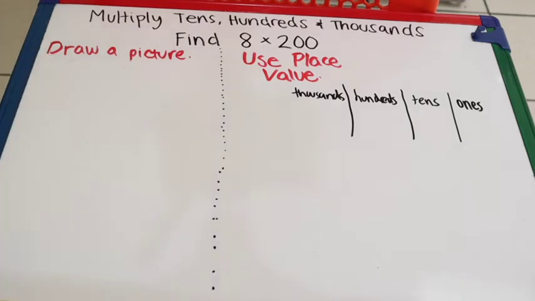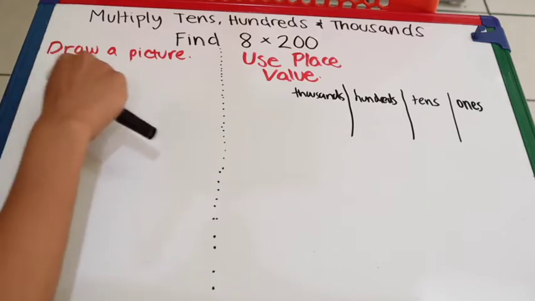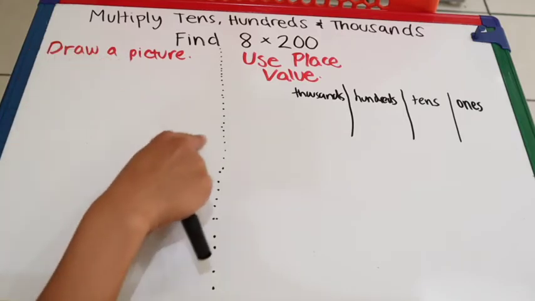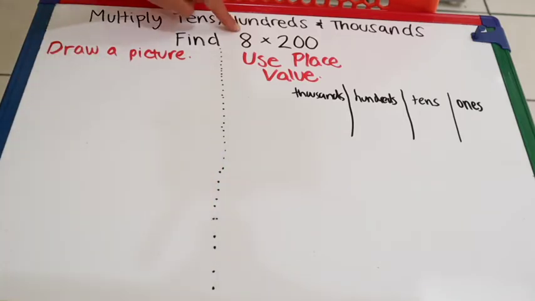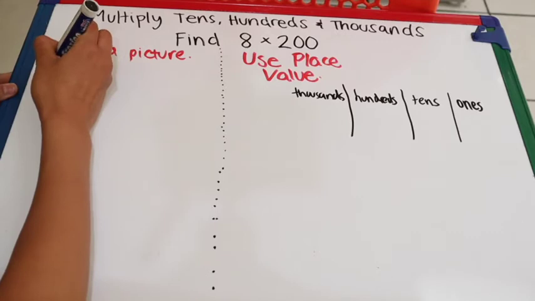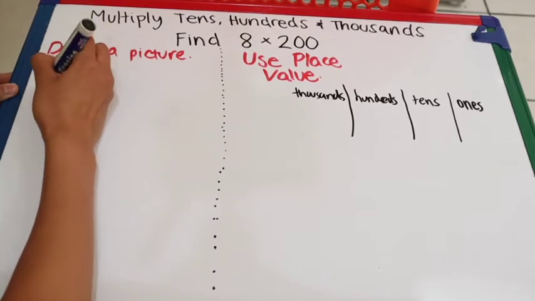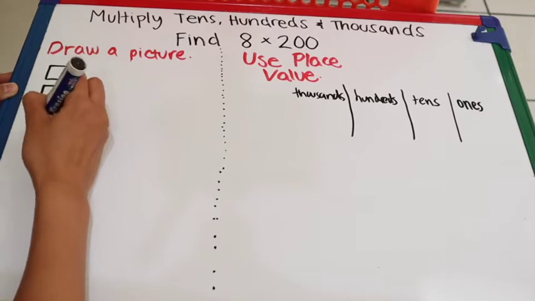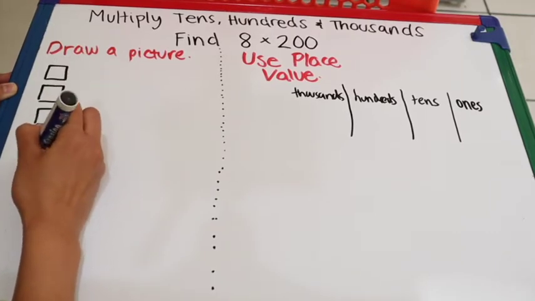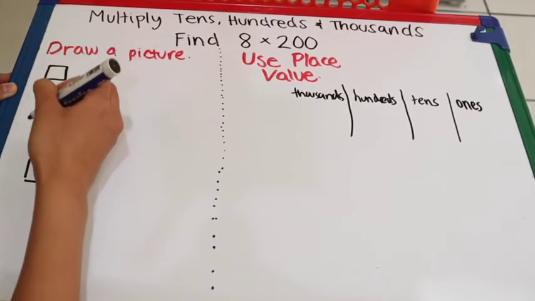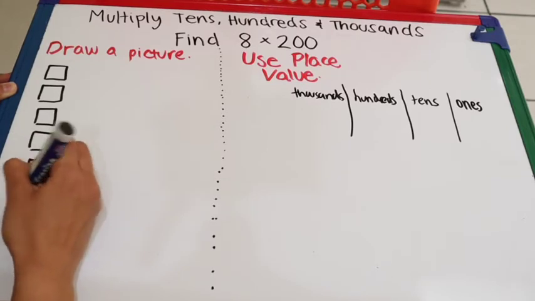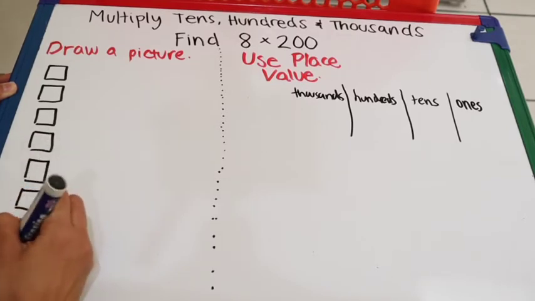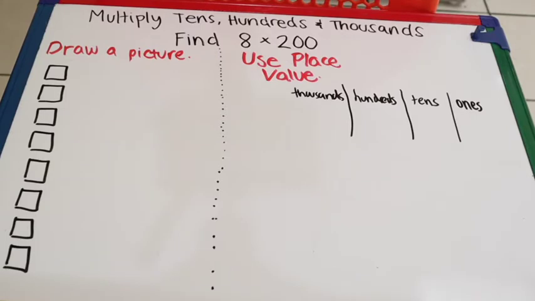When I'm first drawing my picture, I want to know how many rows I want. I can find that by looking at this first single digit number. And as you can see, it's 8. So I'm going to start off by going down and creating 8 squares. 1, 2, 3, 4, 5, 6, 7, 8.